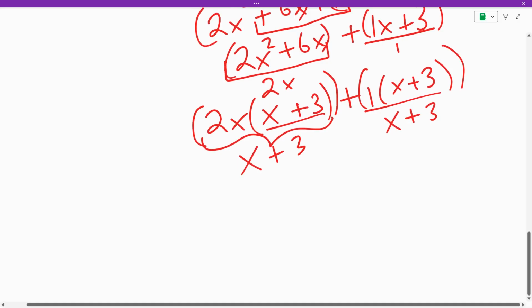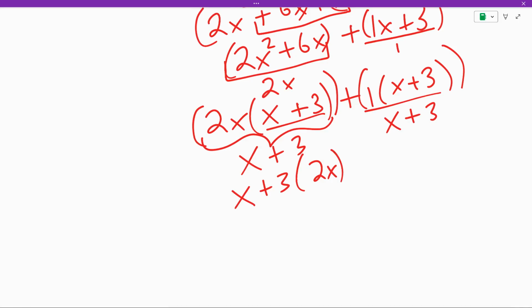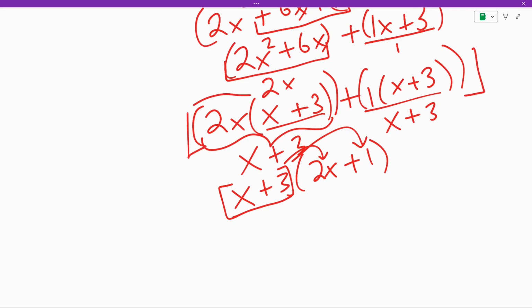Okay? And once you do that, you'll get x plus 3 times 2x plus 1. Okay? And this should intuitively make sense, because if you were to distribute this entire x plus 3 expression with 2x and 1, you would then get this expression right here.